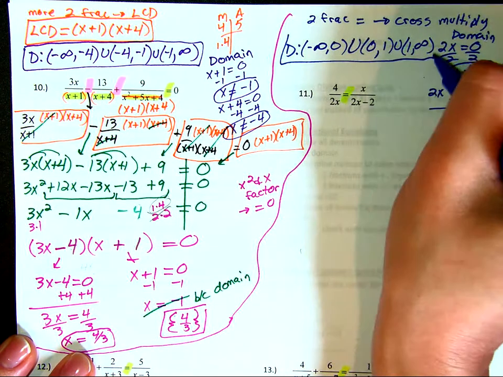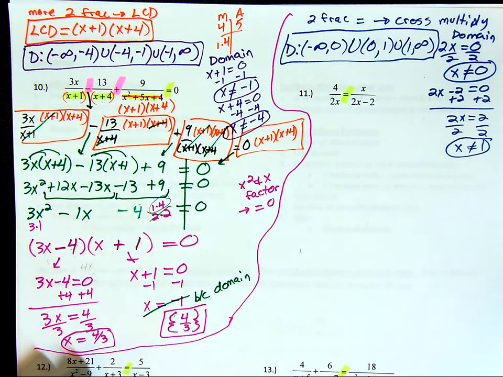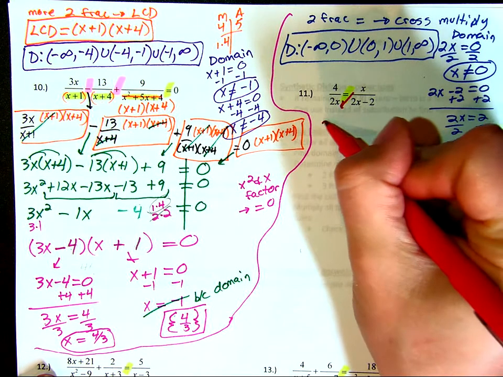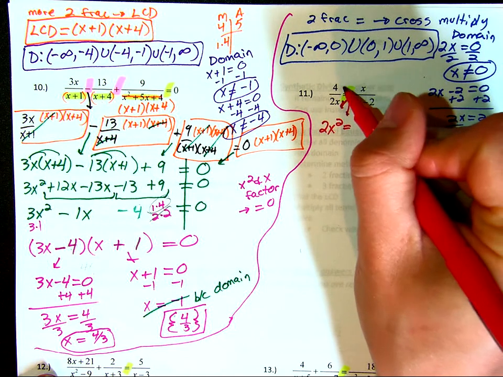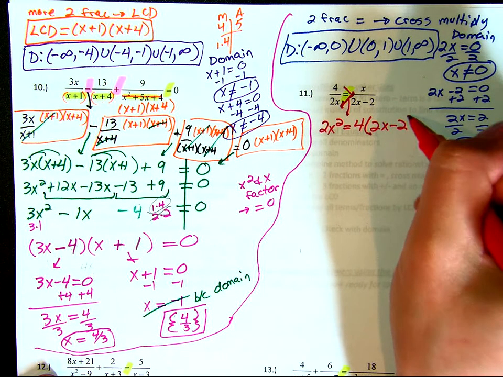So in the end, if we get a 0 or a 1 for an answer, that is not allowed. Now we can go ahead and start cross multiplying. 2x times x is 2x squared. Bring down your equal sign in the middle and then multiply the other way. So 4 times all of 2x minus 2, so we need to put that in parentheses.